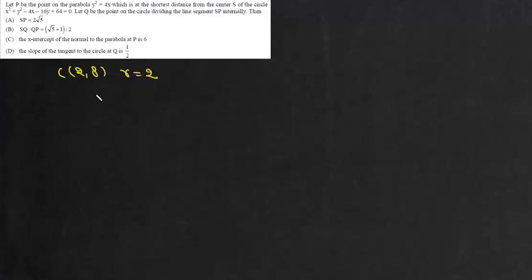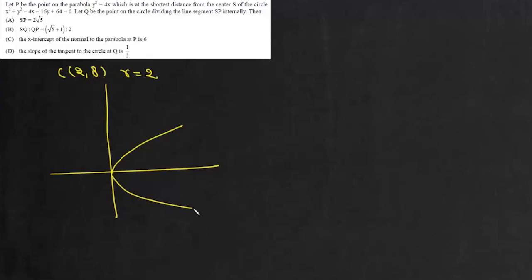So we have this parabola y square equals 4x and then we have this circle which is at 2, 8 and radius equals 2 units. Now the point on this parabola which is at the shortest distance from this circle will be along this common normal.